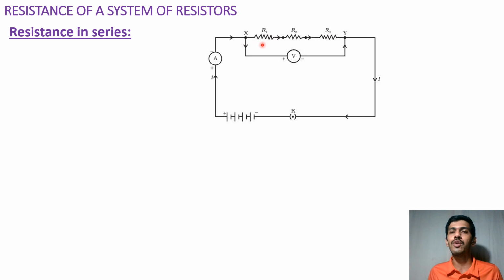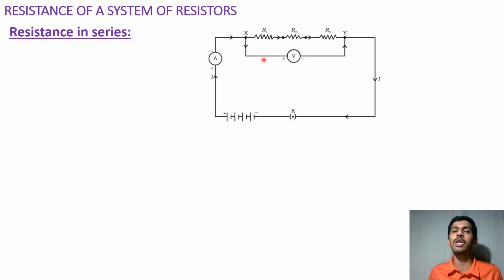If you look at it carefully, they are connected back to back. The right end of R1 is connected to the left end of R2. In a similar manner, the right end of R2 is connected to the left end of R3. Then the voltmeter is connected across all three resistors and to the external circuit like this. This particular combination, connecting all the resistors back to back, one after the other, is called a series combination.